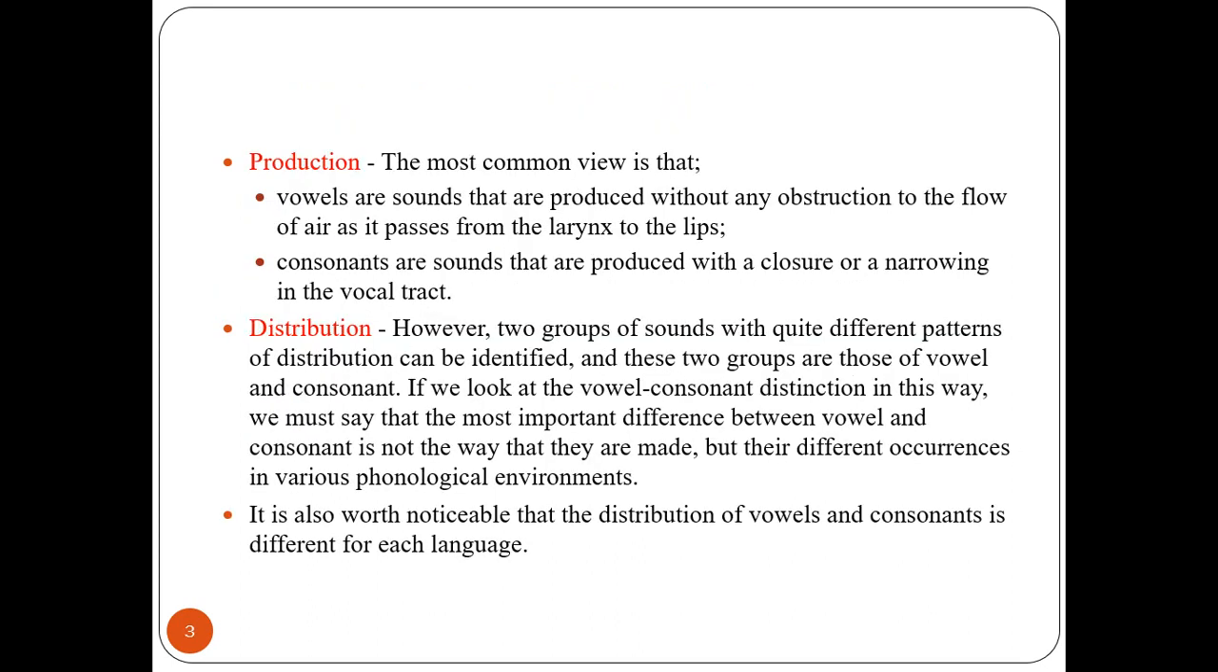So what is production? The most common view about vowels and consonants is that vowels are sounds that are produced without any obstruction to the flow of air as it passes from the larynx to the lips, in the oral cavity. And consonants are sounds that are produced with a closure or a narrowing in the vocal tract.